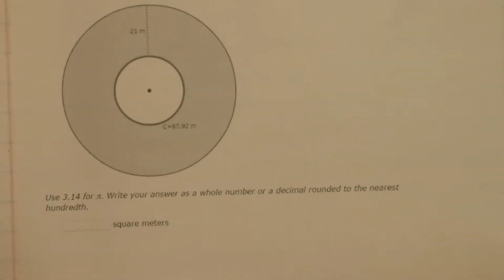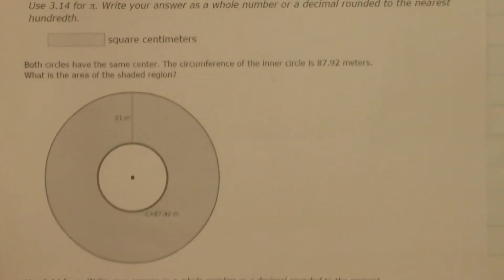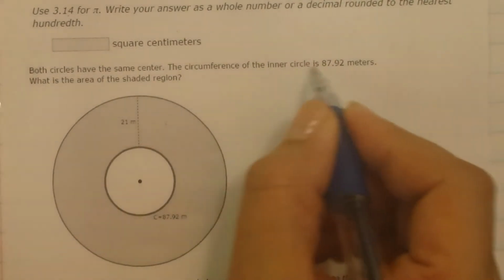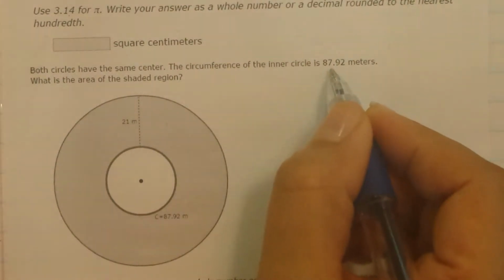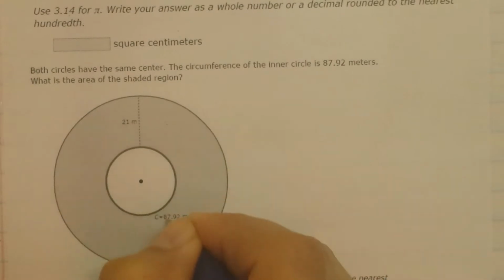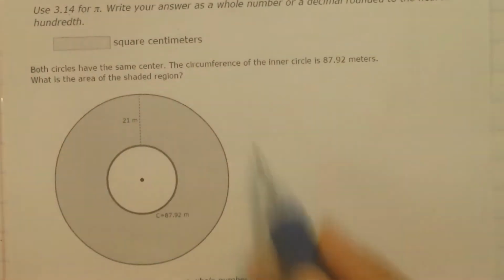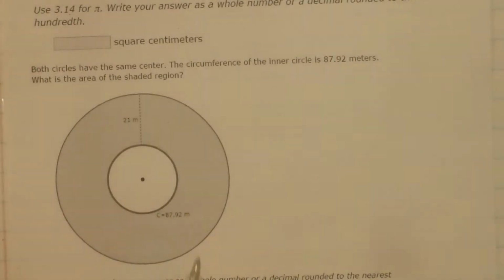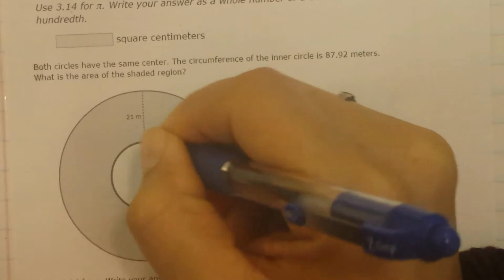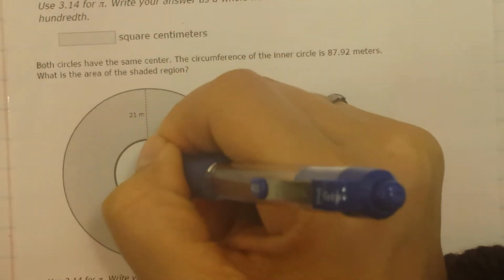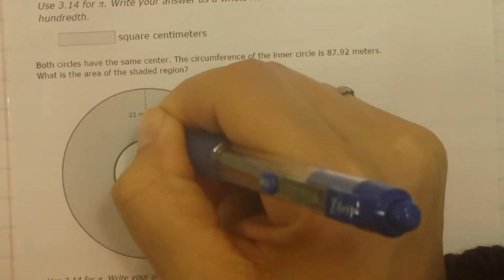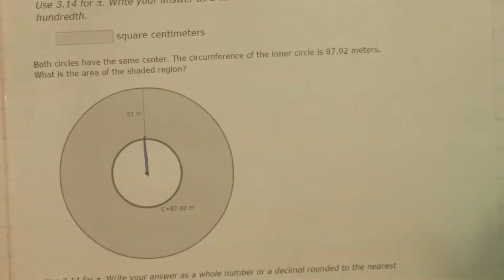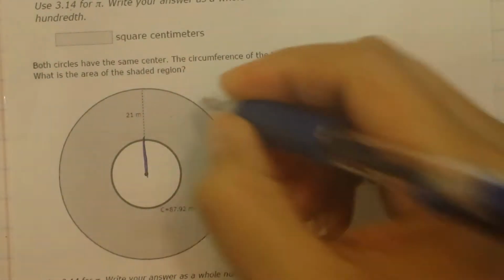Both circles have the same center. They also tell you the circumference of the small circle is 87.92. What's the area of the shaded region? Use pi as 3.14. So this is basically what I need to do. I need to find the area of the small one and the area of the big one. For that, I need to find the radius. So I need to know what this radius is. Well, they tell me the circumference is 87.92.